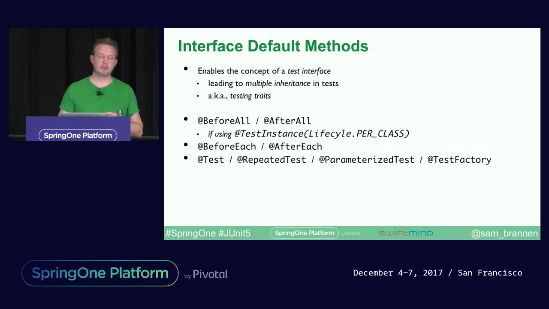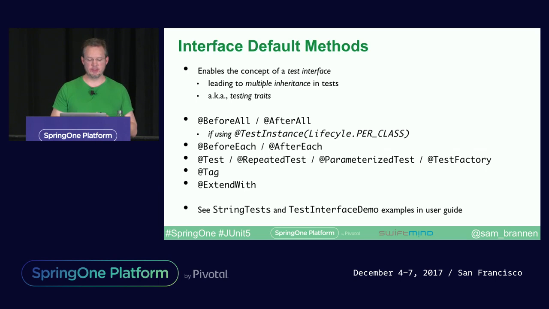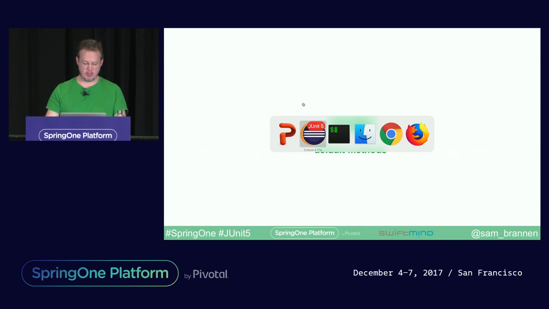And then all the other test types, so @Test, @RepeatedTest, parameterized tests, test factories, et cetera. You can declare all that stuff as default methods, and then you can implement multiple interfaces and pull that information, and you can also have tags, register extensions, et cetera. And we'll take a look at the string tests in the user guide to see that in action.